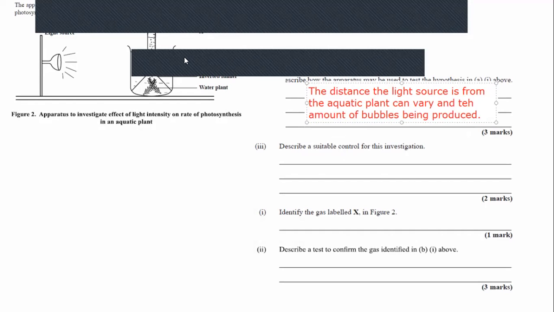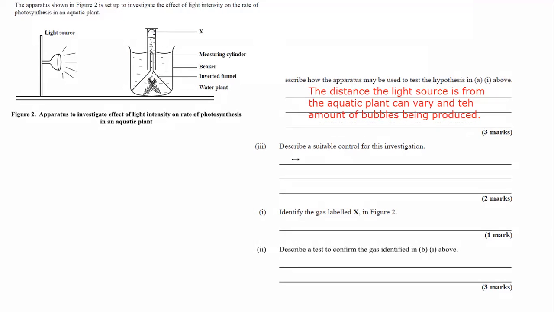What would be a suitable control for this experiment? Make sure the light intensity is the same. Type of plant used. Nope, not constant, control. It's like control variable. No, not control variable. Move the light away from the water.